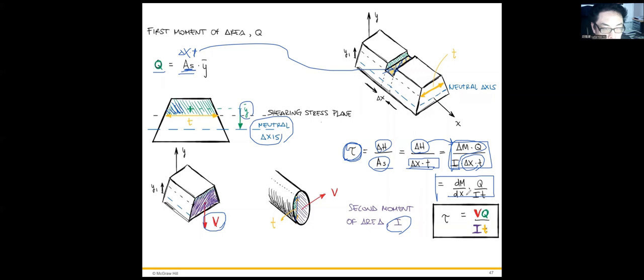Okay. And then we can define dM/dx. dM/dx is the shear force applied to this whole cross section.